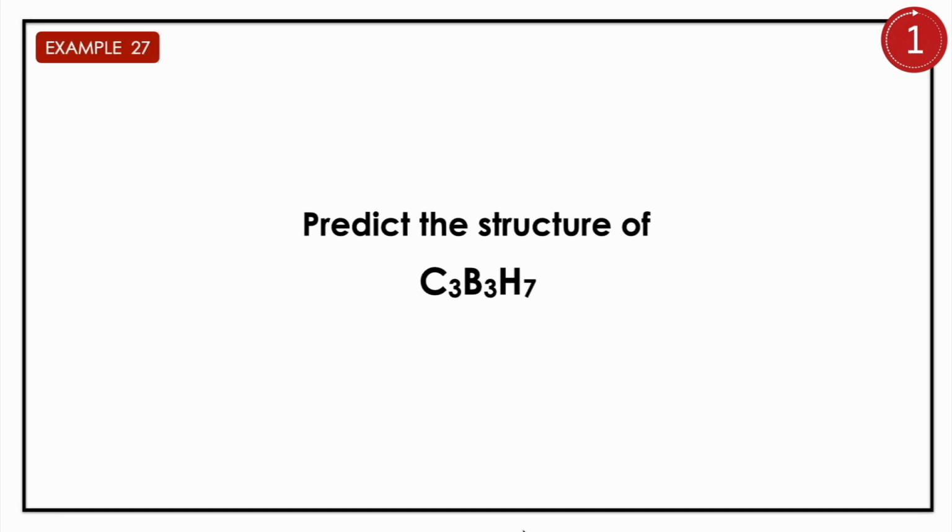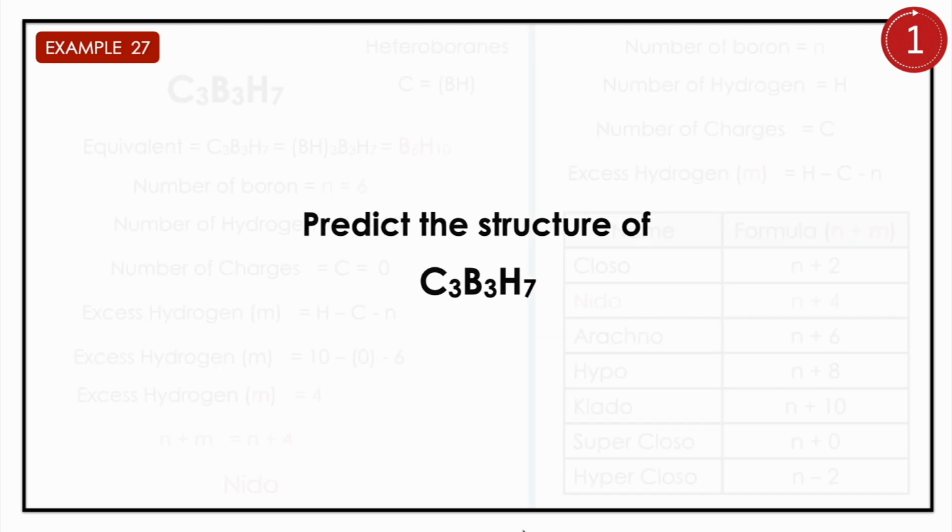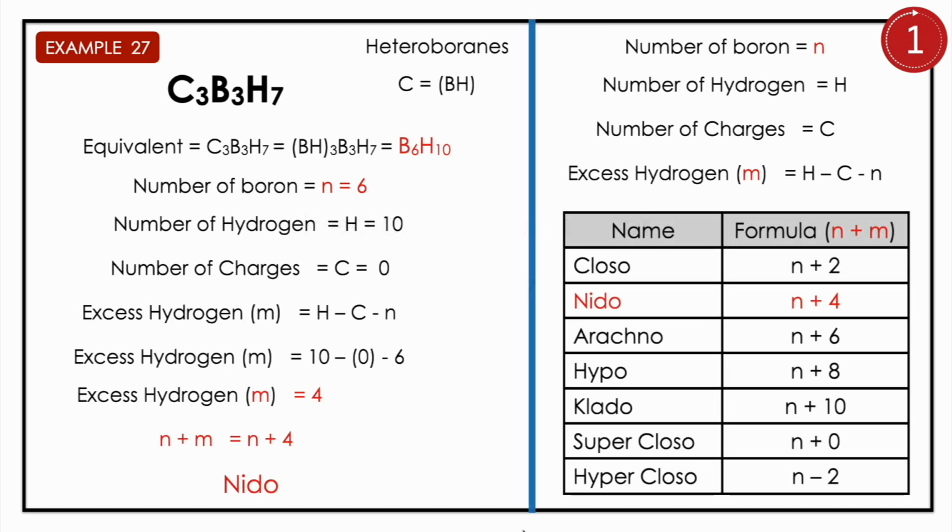Then the next example. Here you have C3B3H7. You should find the structure of the molecule using Wade's rule. Here a borane with heteroatom carbon is given. It is a heteroborane, more specifically a carborane. So we should write the boron equivalent. Carbon is a 3 plus 1 system. So the boron equivalent will be BH. So we should write BH instead of carbon. So the formula will be BH3 B3H7. If you rewrite, you can see it is B6H10.